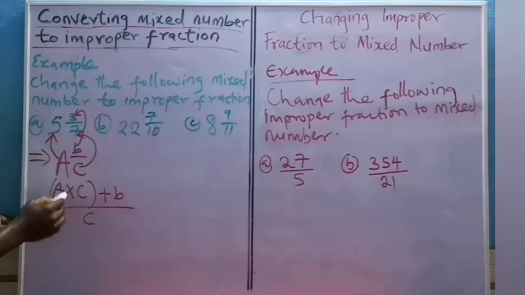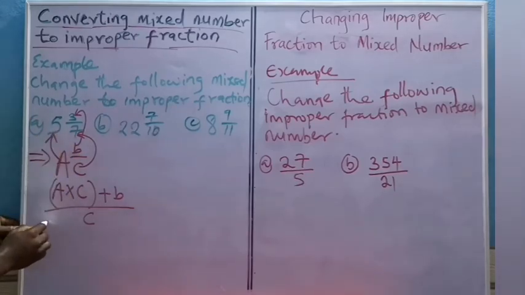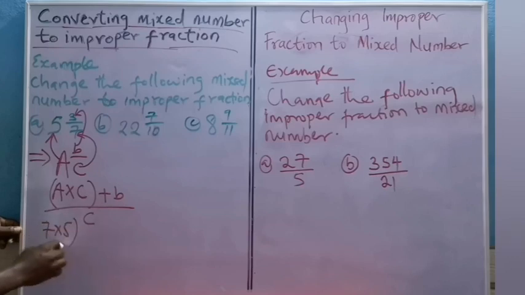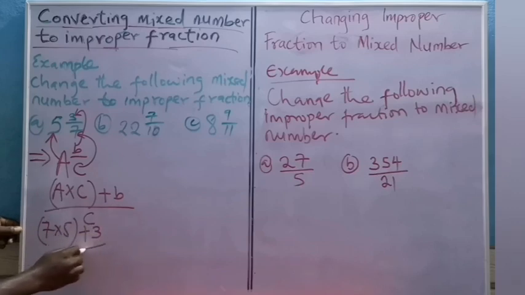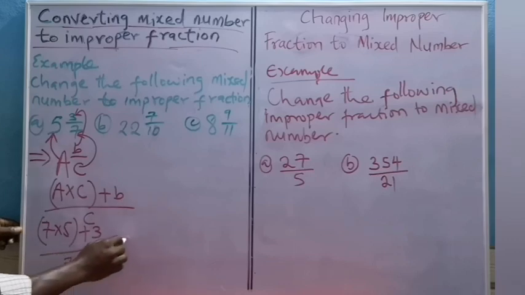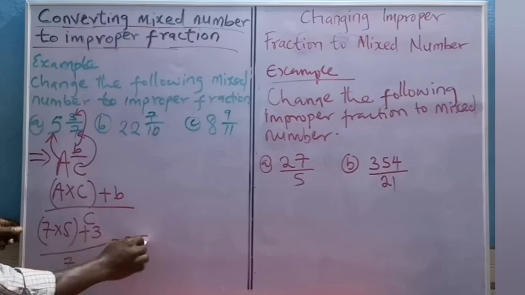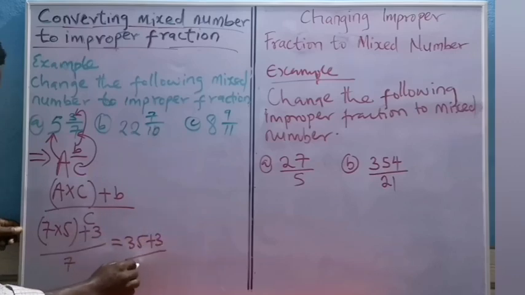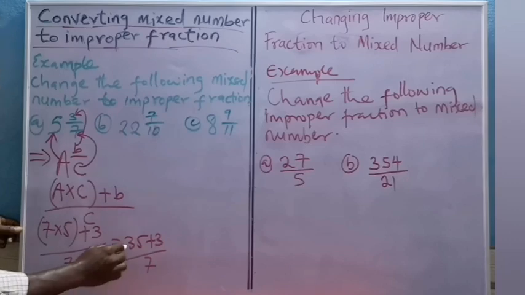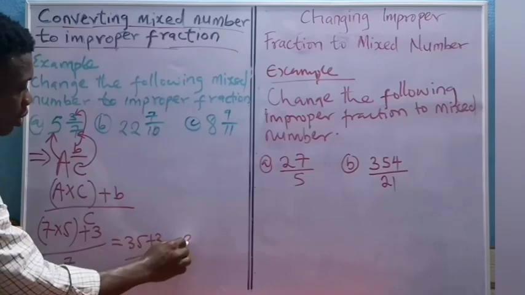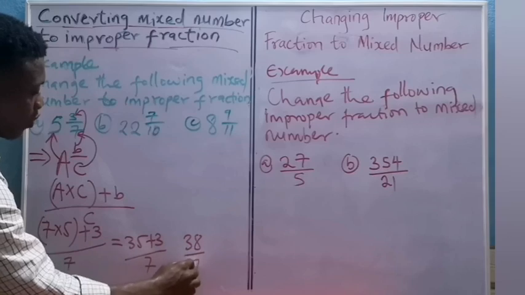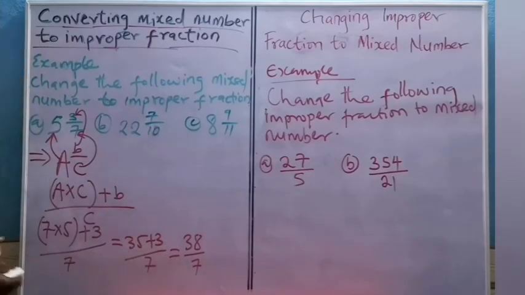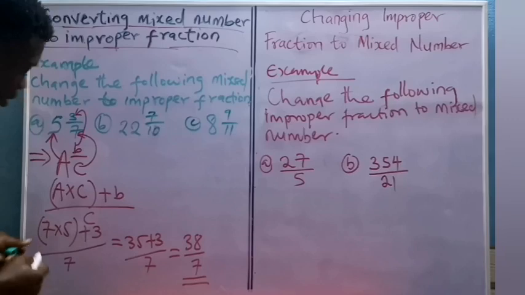So let me use this formula to solve this. Now 7 times 5, then plus 3 all over 7. 7 times 5 is equal to 35, then plus 3 all over 7. 35 plus 3 is 38, then all over 7. Okay, that is the answer to that.